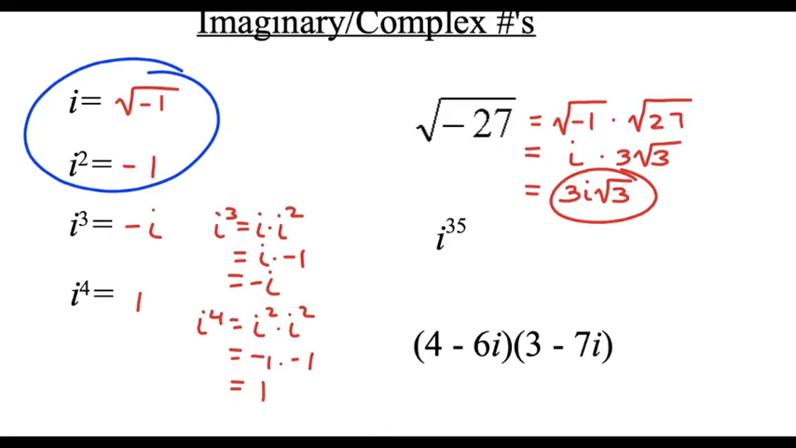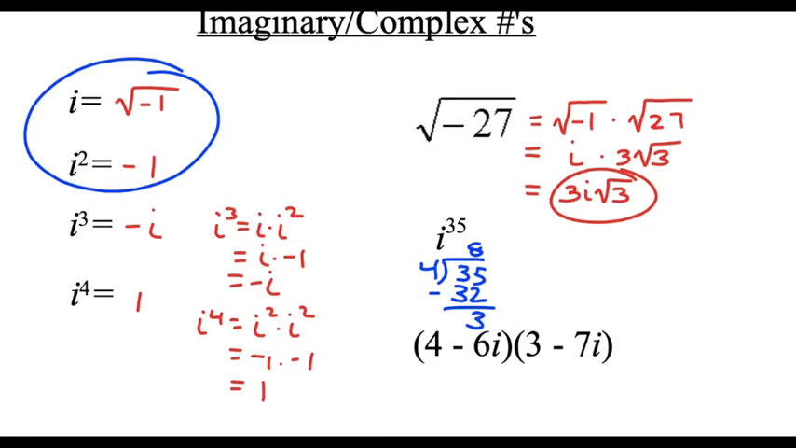Okay? Here I have i raised to a very large power of 35. This is where I would need to employ the fact that this pattern repeats every 4 powers. So I'll take the power, I'll divide it by 4. How many times is 4 going into 35 evenly? 8, with a remainder of 3, right? It's all about the remainder.